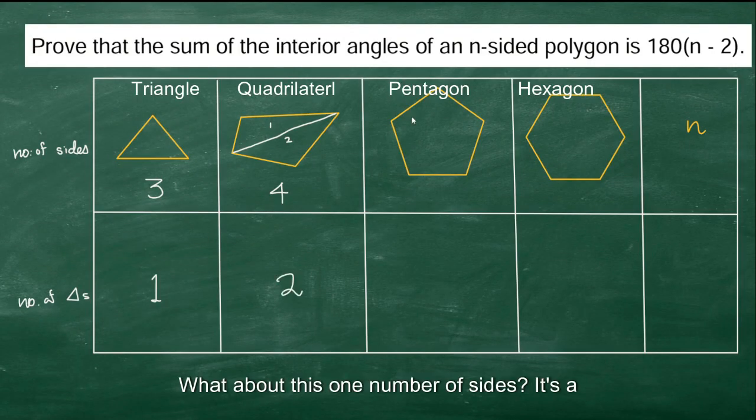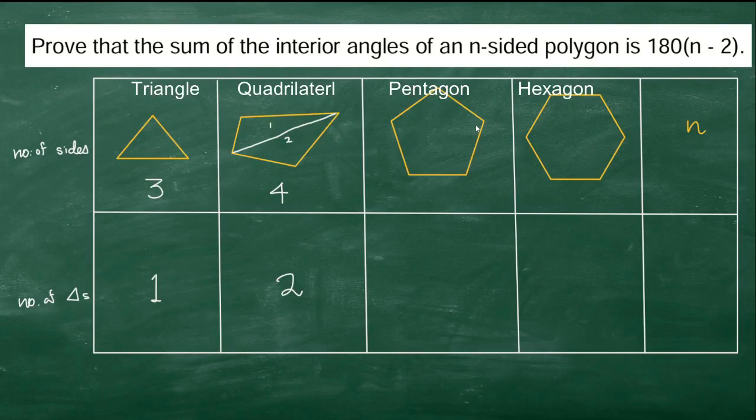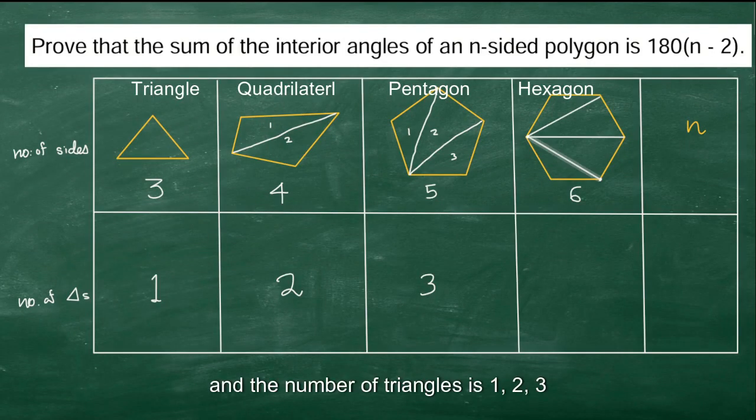What about this one? Number of sides, it's a pentagon, so 5. If I split it starting from here, like that, I can see that it has 3 triangles. What about a hexagon? 6 sides, and the number of triangles is 1, 2, 3, and 4.